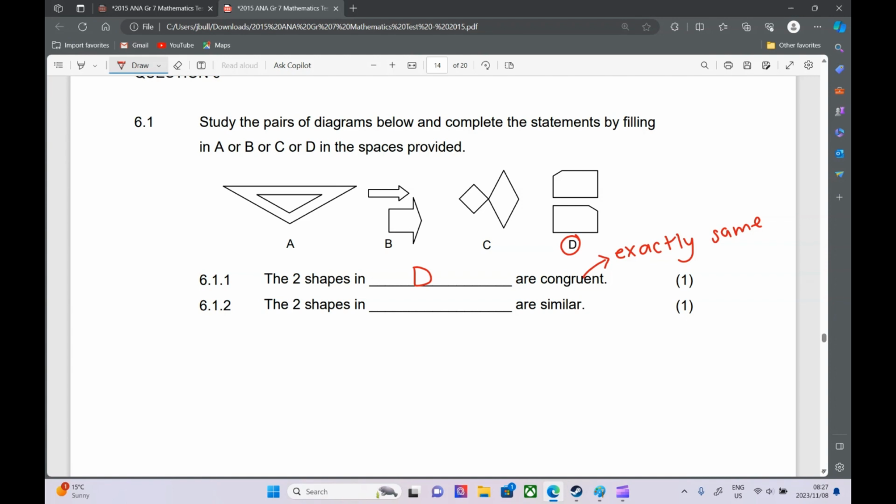And then two shapes that are similar. They have the same angles, same shape, but they're just different sizes. So they could be a little bit bigger or a little bit smaller. What I would say is C, we can see those ones are quite different. They don't look like the same shape. And the same for B. These ones just don't look like the same shape. So the similar ones I would say are A. We can see it's got exactly the same angles. It's just a slightly bigger triangle.